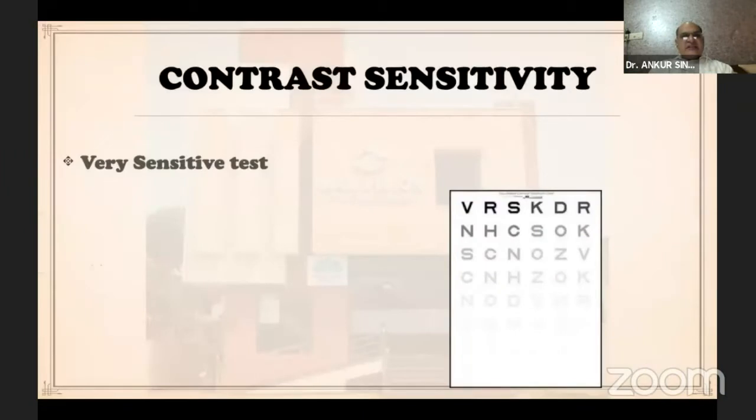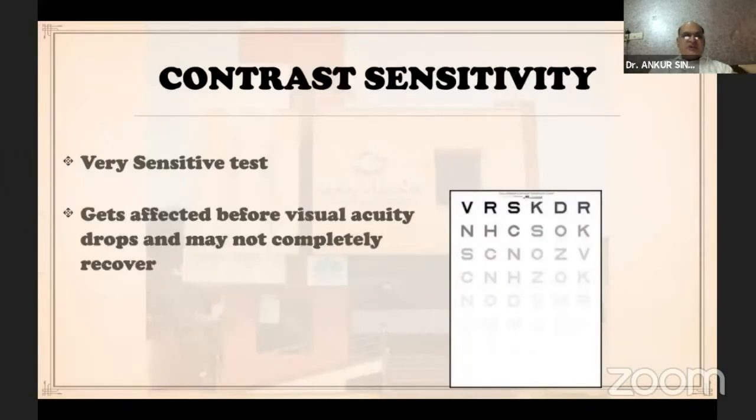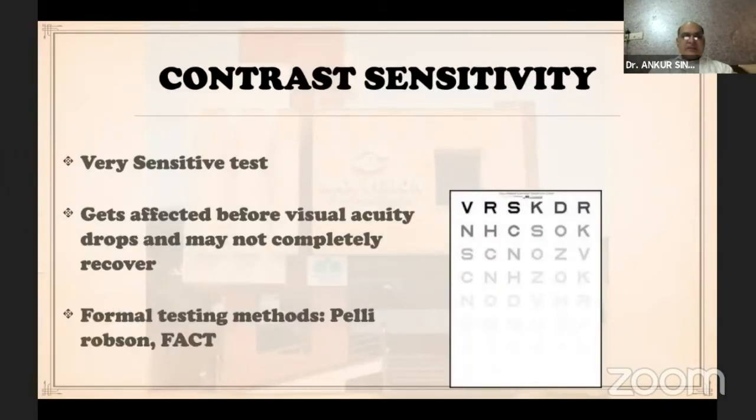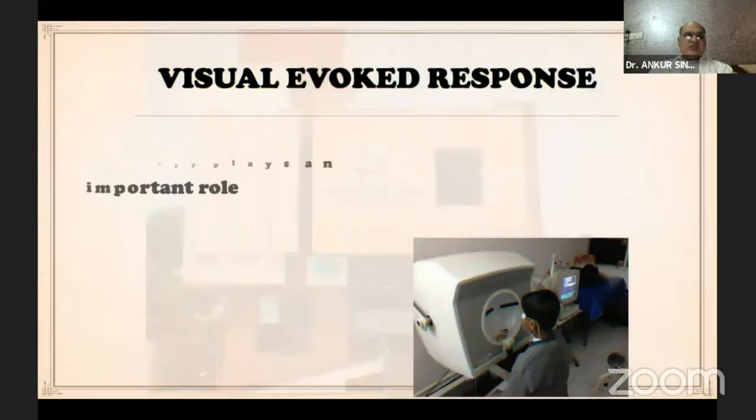Contrast sensitivity is a very sensitive test. It drops before the visual acuity is lost, and it may not recover fully. So it can be done formally with the Pelli-Robson or FACT test. Visual fields, again, are important, and we will have a full lecture on visual fields. Visual evoked responses will come under electrophysiology.